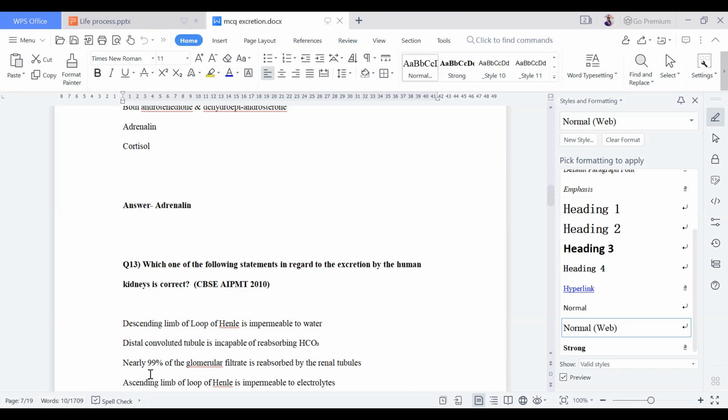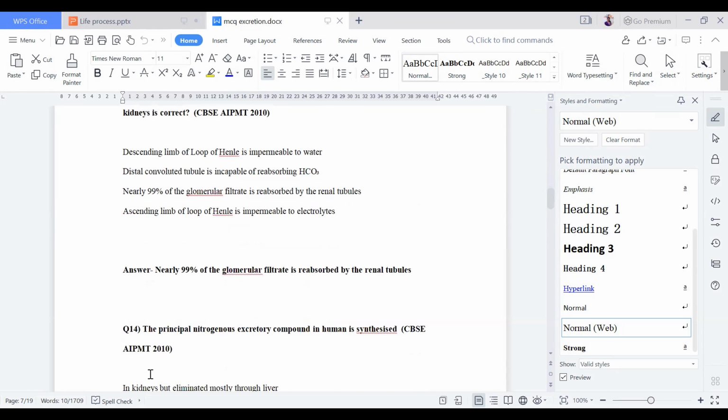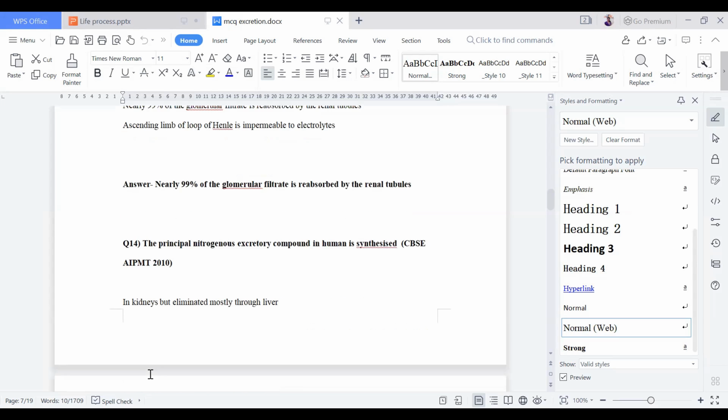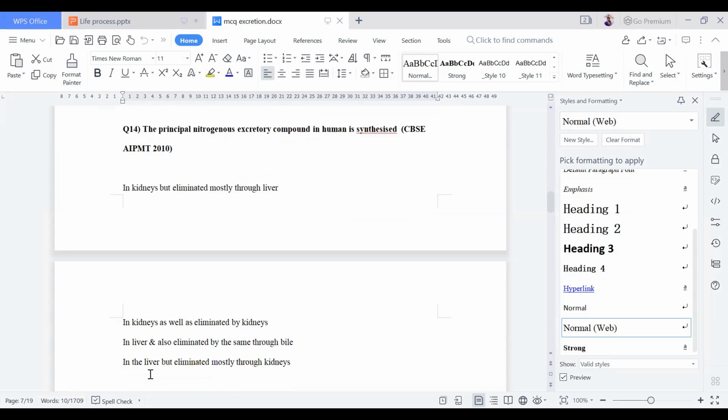Ma'am, option A. So here the answer is option C, that is nearly 99% of glomerular filtrate is reabsorbed by the renal tubules. Question number 14. The principal nitrogenous excretory compound in human is synthesized in kidney but eliminated mostly through liver, in kidneys as well as eliminated by the kidneys, in liver and also eliminated by the same through bile, in the liver but eliminated mostly through kidneys.